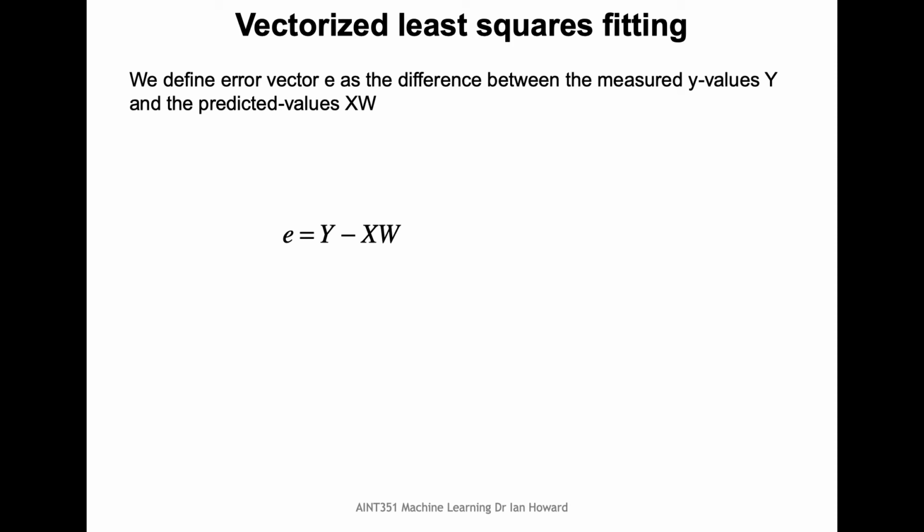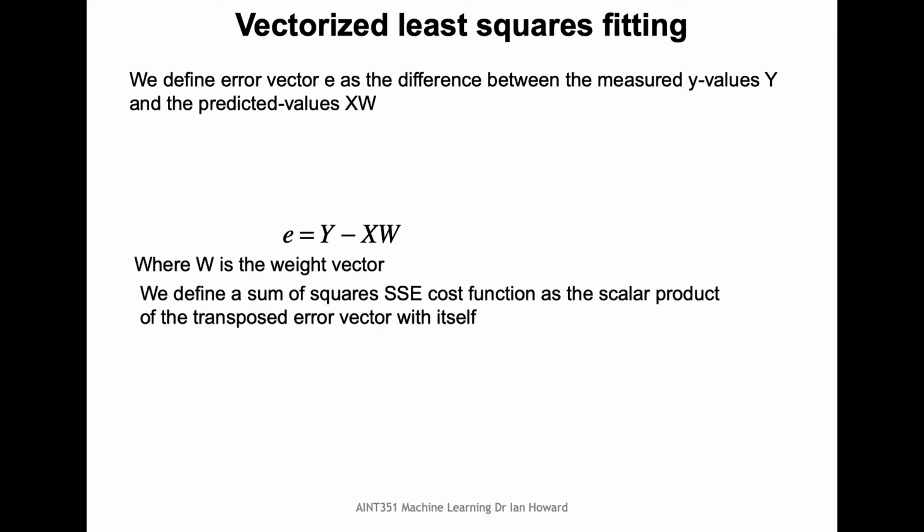So we can define the vector error now in terms of the difference between the measured y values and the predicted y values. So the error is going to be basically the values for y that we've got, take away the predicted values, and that's going to be x times w, where w is obviously the weight vector. So we can define the sum of the squares then. Let's remember now that E is a vector by actually multiplying E transpose by E.